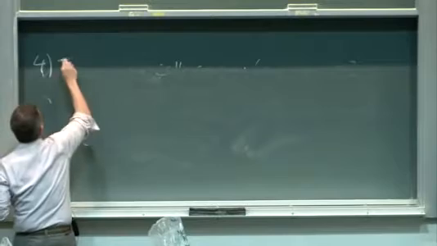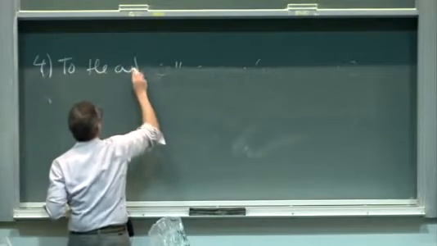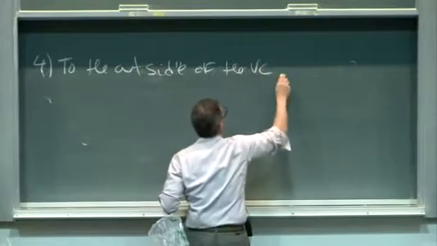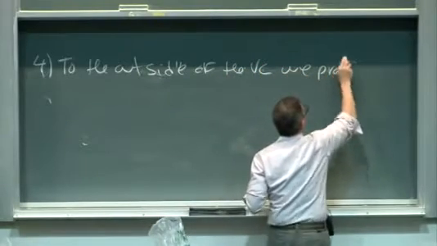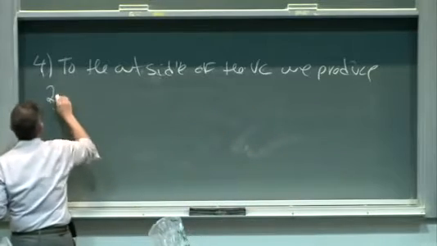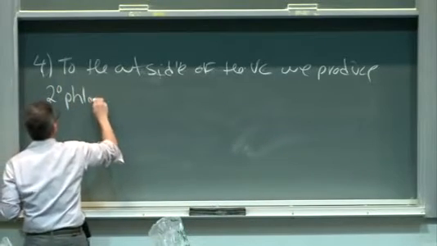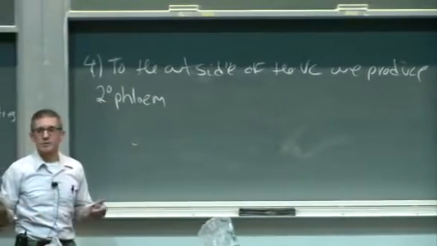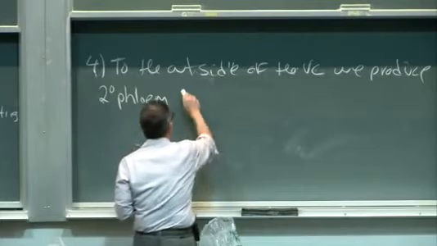Fourth, to the outside of the vascular cambium, we produce secondary phloem. And the common name for secondary phloem that all of you are familiar with is bark.